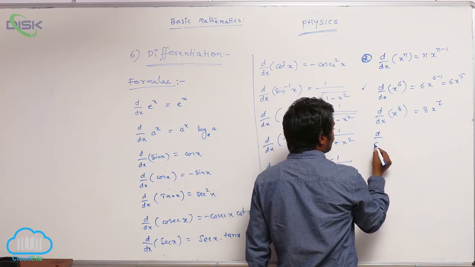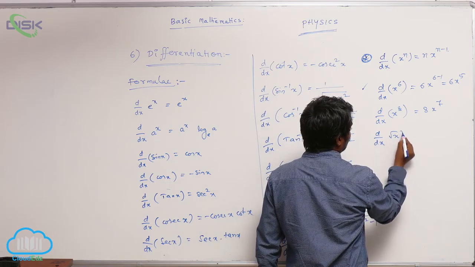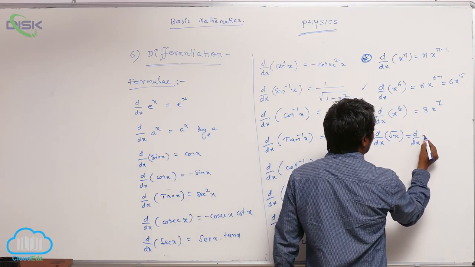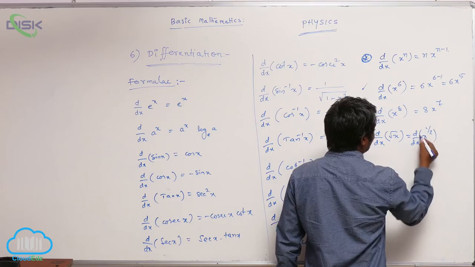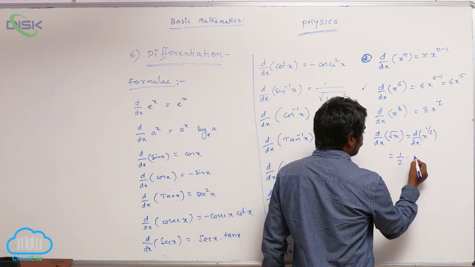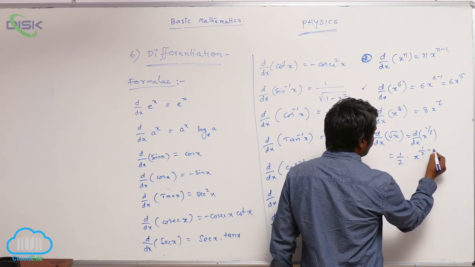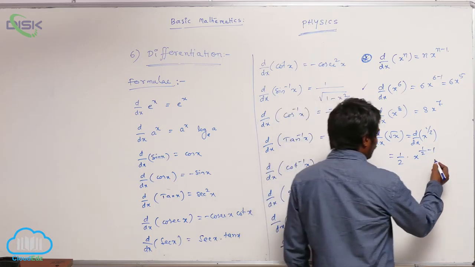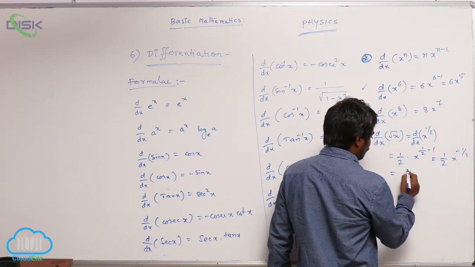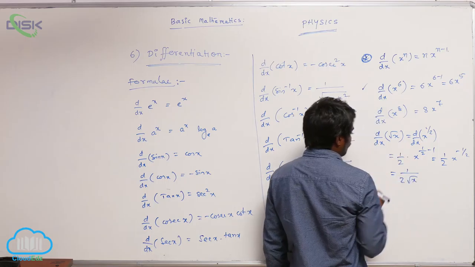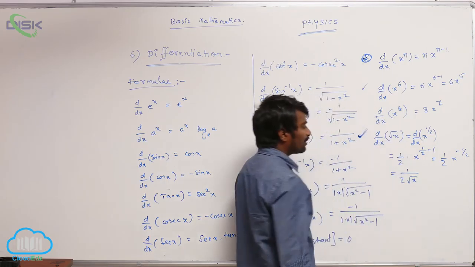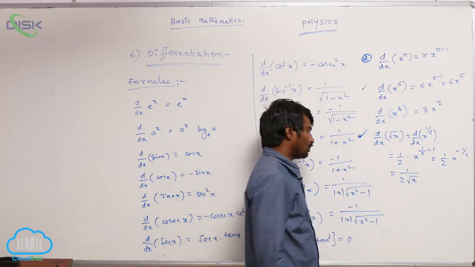So d by dx of root x. Root x means d by dx of x to the power of 1 by 2. So n is equal to 1 by 2. What do you do? 1 by 2 into x power n minus 1, 1 by 2 minus 1. So what do you get? 1 by 2 x power minus 1 by 2, that is 1 by 2 root x. So d by dx of root x is equal to 1 by 2 root x.